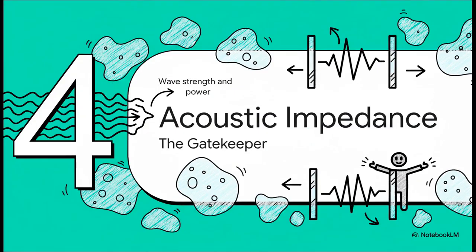Okay, so we've got a handle on the wave's strength and its power. But for any of this to matter, that wave has to actually travel through things, right? Through our body's tissues. And here's the thing, not all tissue is created equal. That brings us to our next big concept, acoustic impedance. Think of it like a bouncer or a gatekeeper at the border between different tissues, deciding how much sound gets in and how much gets bounced back.